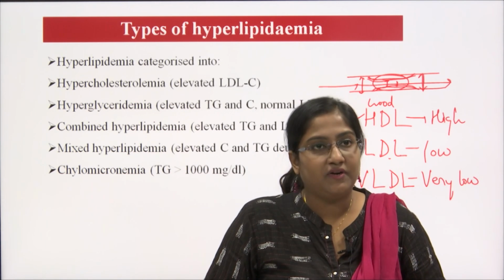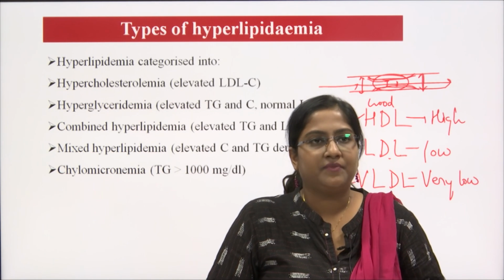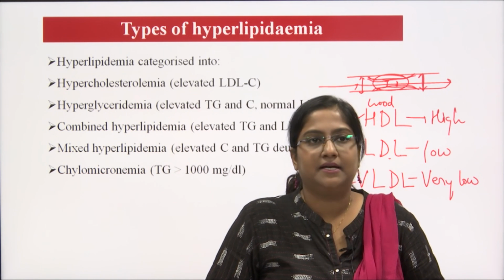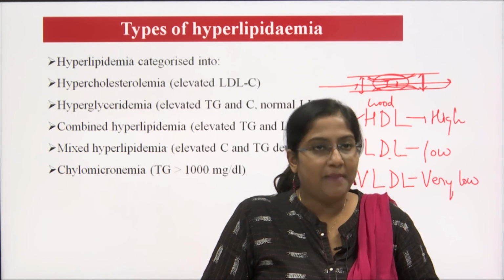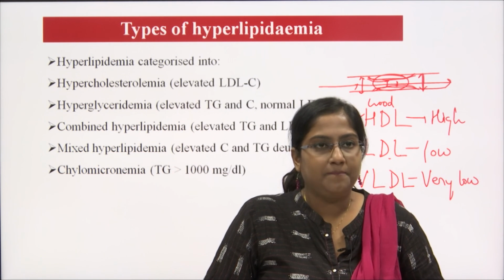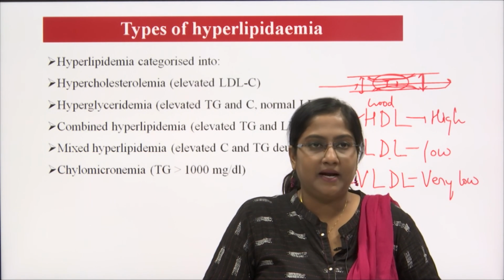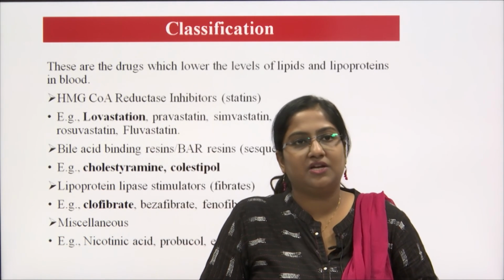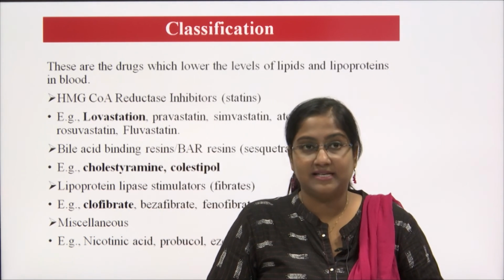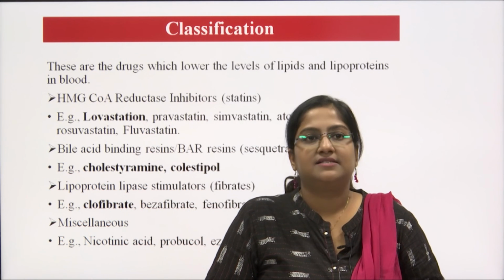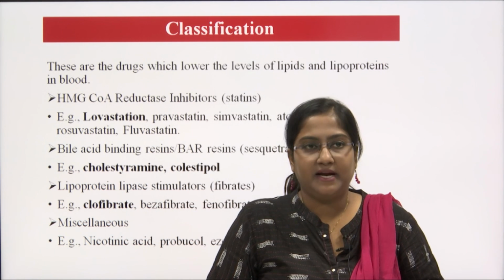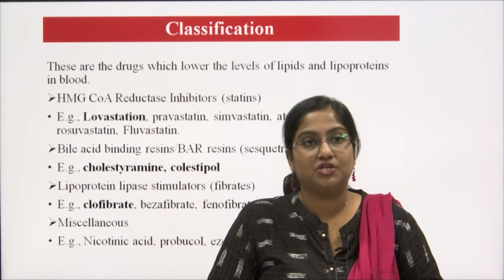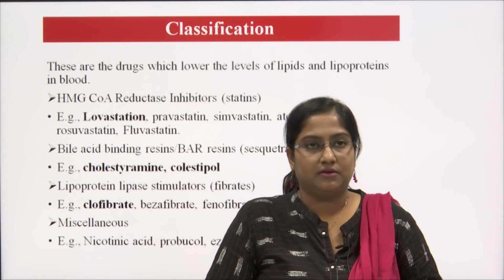Next, what are the types of it? There are certain types of hyperlipidemia: hypercholesterolemia, hypertriglyceridemia, combined hyperlipidemia, mixed hyperlipidemia, and chylomicronemia. Classification: there are 3 major classes, that are statins, sesquiterpenes and fibrates, and some miscellaneous drugs which are helpful in combination with these major classes.